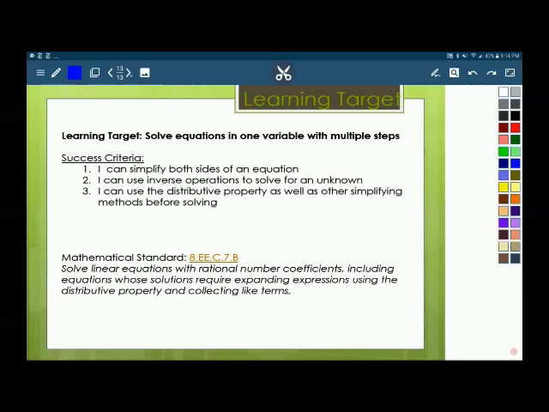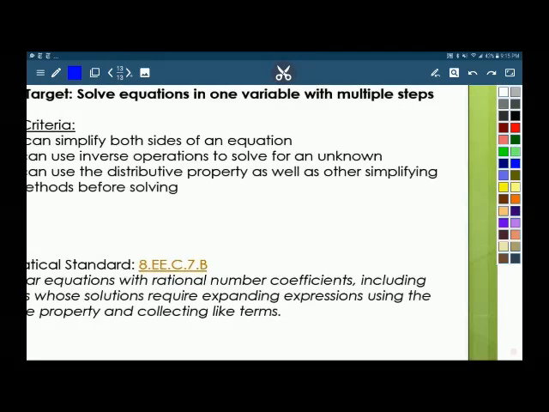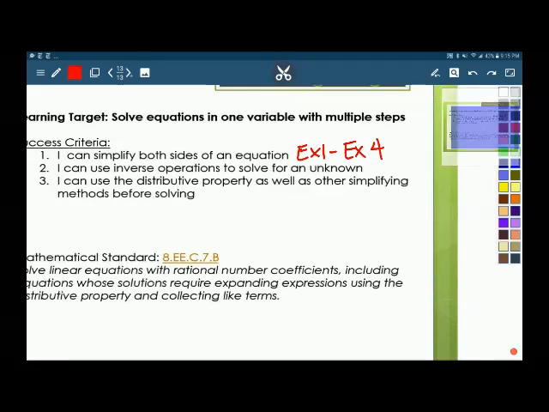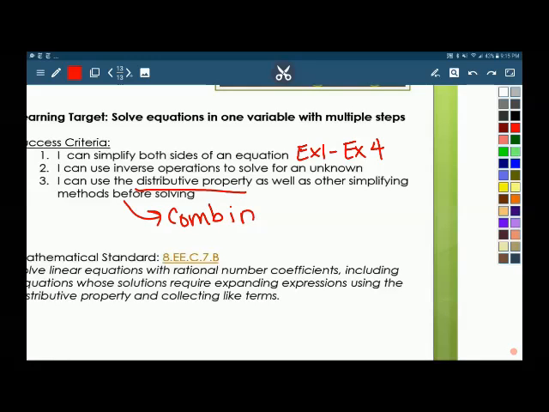All right, that covers our learning target for today: to solve equations in one variable but with multiple steps. Our success criteria today, we were able to simplify both sides of an equation. We did that in all 4 examples. We simplified both sides. We used inverse operations to solve for the unknown, again in all 4, and we used the distributive property as well as other simplifying methods. That was more like the combination of combining like terms as well as the distributive property, okay? But we definitely focused on combining like terms as well.